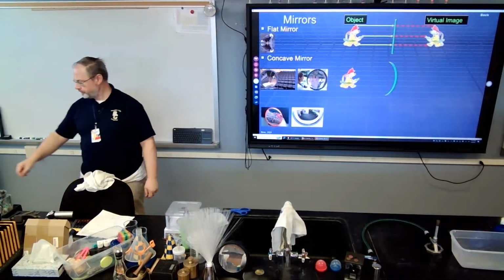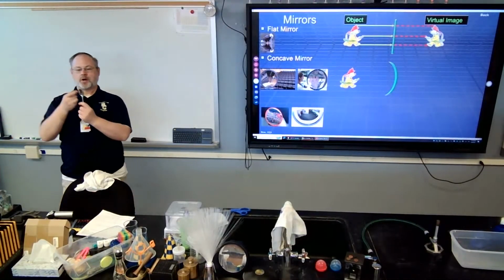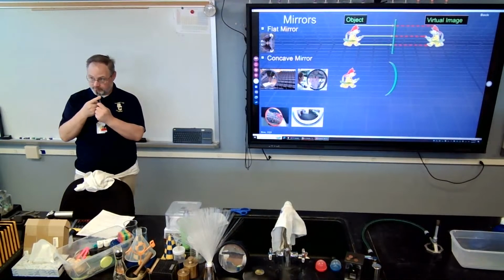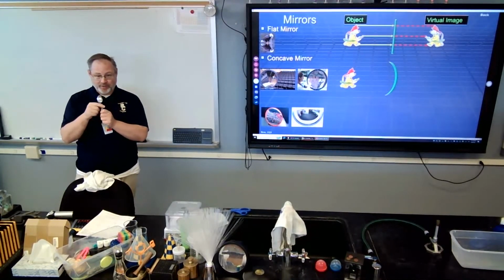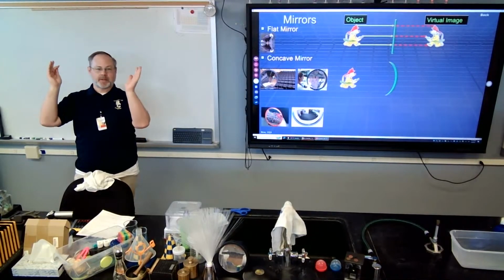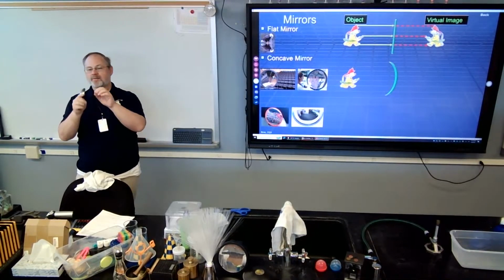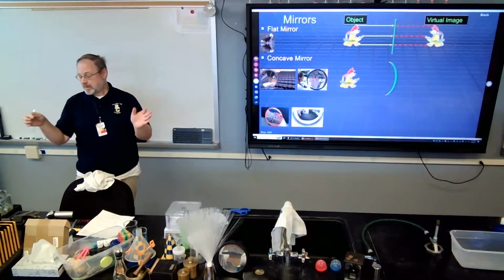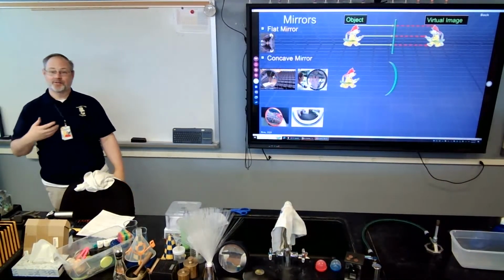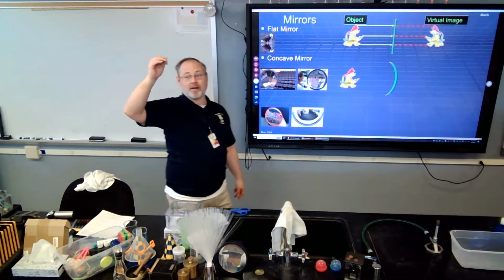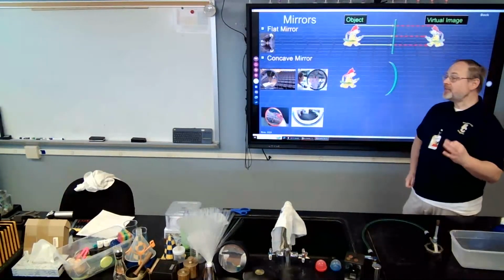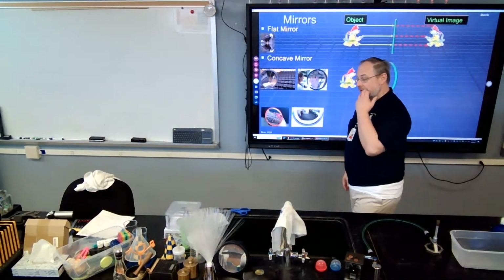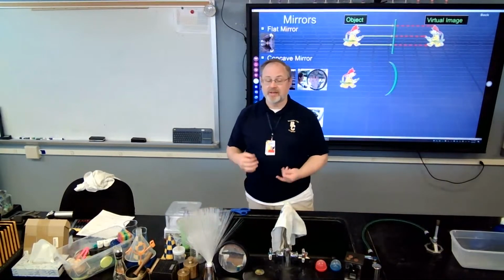A spoon is concave on one side, and then convex on the other side. To vex someone is to make them angry. So when you're vexed, you're like, get away from me. So convex is moving away from you. If you're in a valley, it's concave. If you're on a hill, it's convex. Make sense?